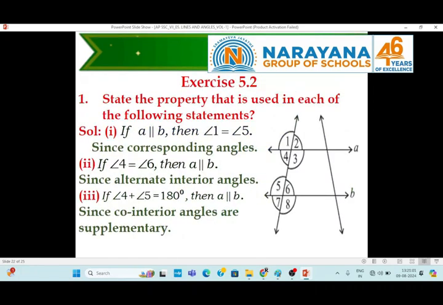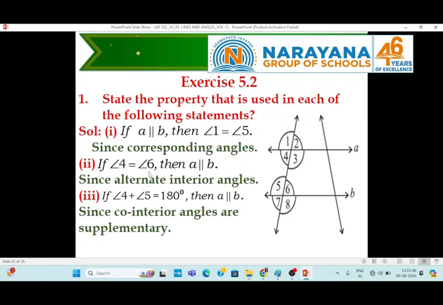Now, moving on to the next exercise. State the property that is used in each of the following statements. For example, given that A and B are parallel, then angle 1 is equal to angle 5. Observe angle 1 and angle 5. They are on the same side of the transversal. Angle 1 is exterior to A and B. Angle 5 is between A and B, so interior to A and B. So this pair of angles is on the same side of the transversal, one exterior and one interior, meaning corresponding angles. Due to that reason, they are equal.